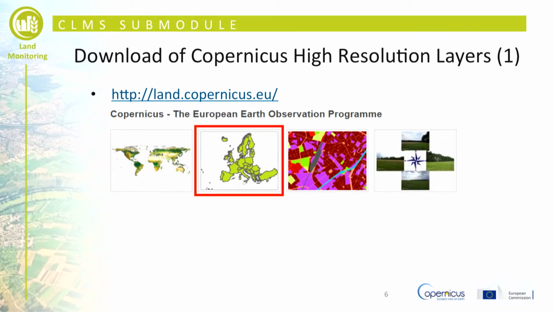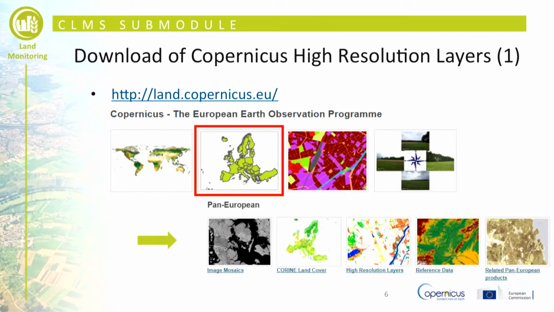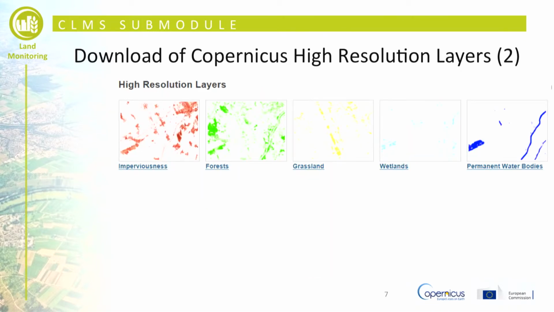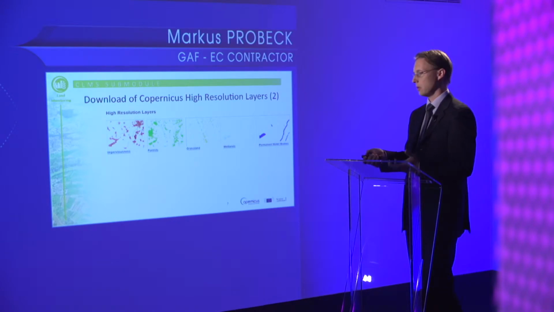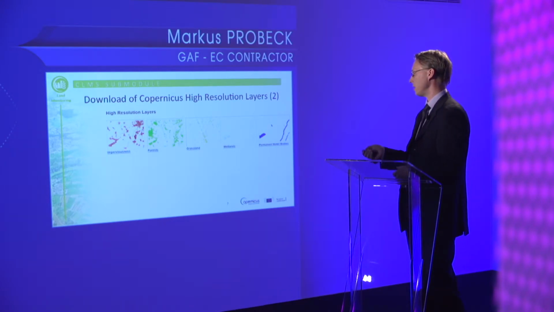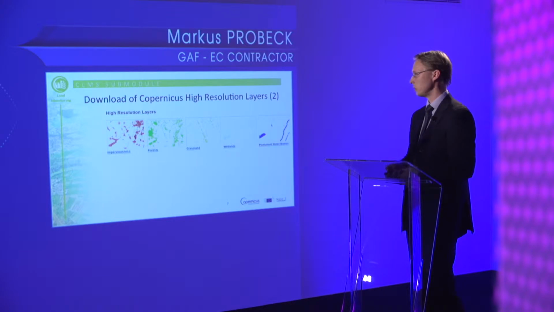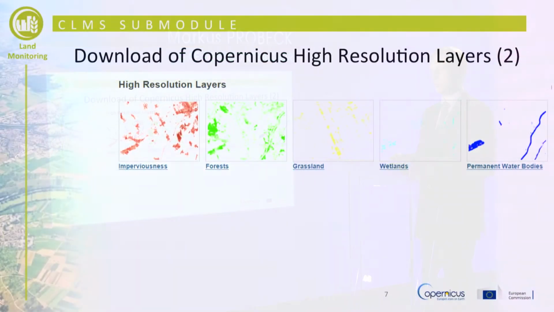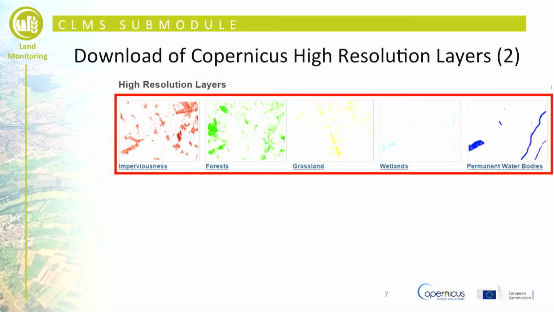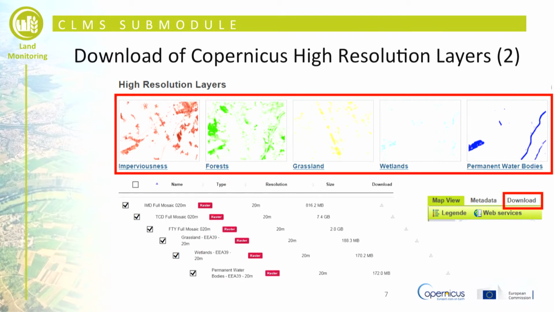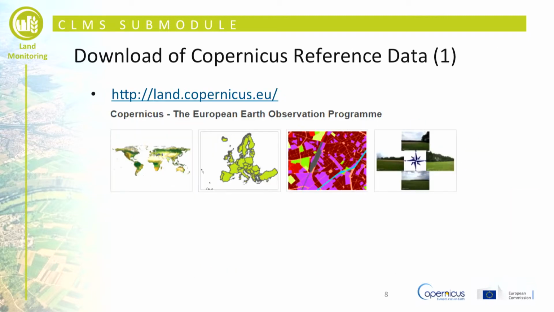So when we now go to the continental component and click further into the high-resolution layers, you have this selection of the imperviousness layer, the forest layer, grassland, wetlands, and permanent water bodies. Basically, for the purposes of this exercise, we take all of them. They can be downloaded after registration on the portal, either as a whole or in sections.